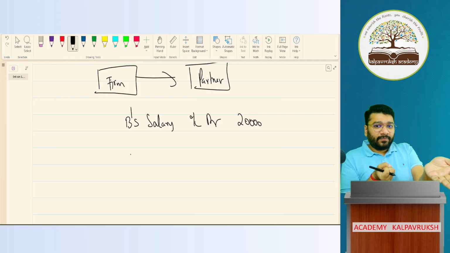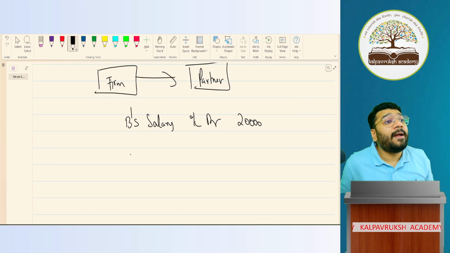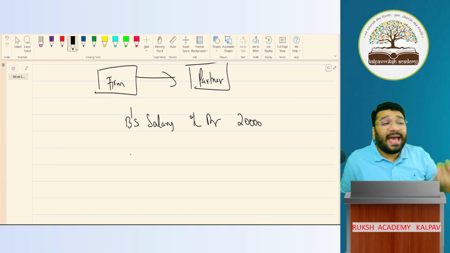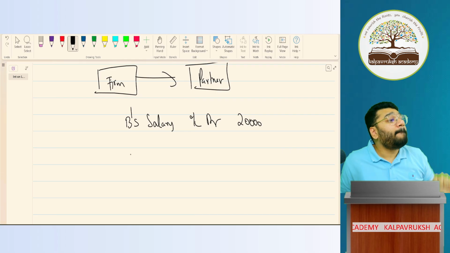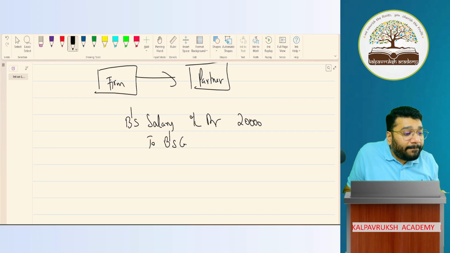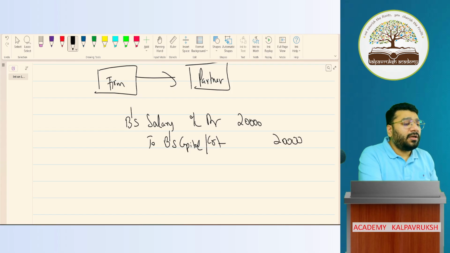Whatever I have to pay to him or receive from him, everything will be recorded in one common place called the capital account. Which capital account? Partner's capital account. I will route everything through the partner's capital account. So, to B's capital account, or slash and write current account, 20,000. Sir, with this what will happen, sir?